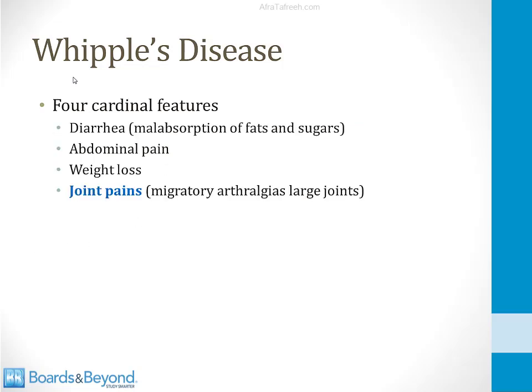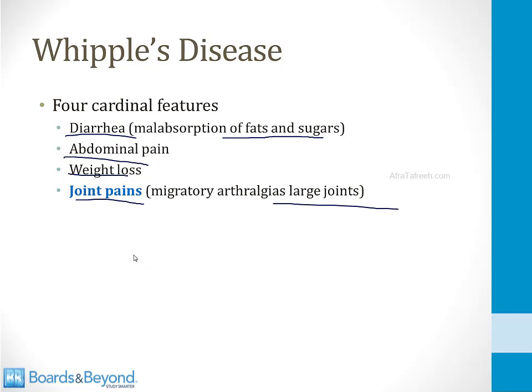This disorder was originally described in the early 1900s by a pathologist named Whipple. That's where it gets its name. And he described 4 cardinal features of the disorder. Those features were diarrhea, abdominal pain, weight loss, and joint pains. The diarrhea can be due to malabsorption of fats or sugars. Anywhere in the small intestine can be affected. The joint pains are classically migratory from one joint to another, and they typically involve the large joints like the hips or the knees.